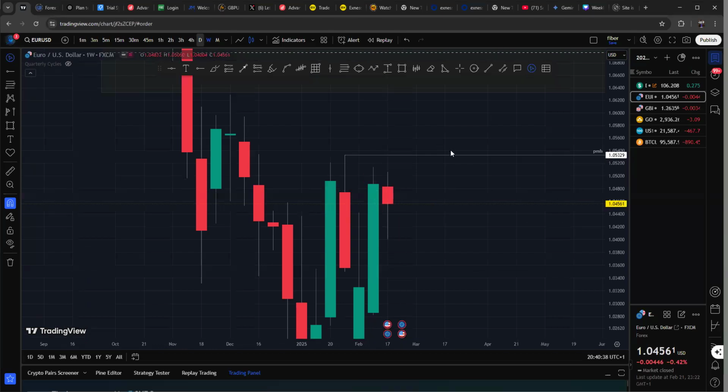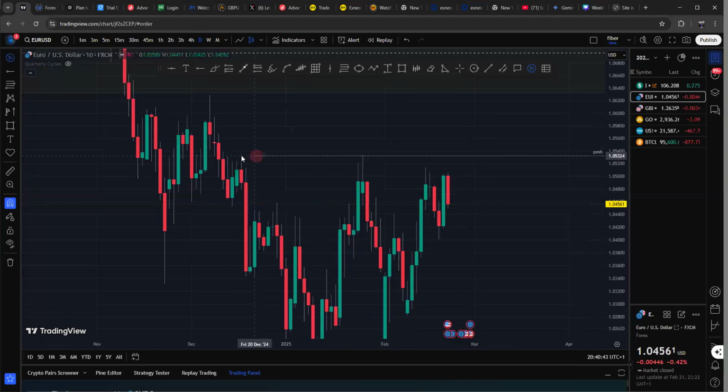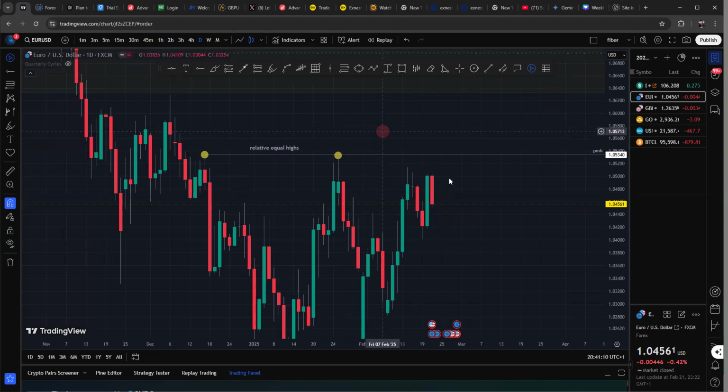So going down to the daily time frame, we still have that area. So we have these relative equal highs. We have this as relative equal highs here, which means this particular area here is actually a good area for us to target as buy side liquidity.